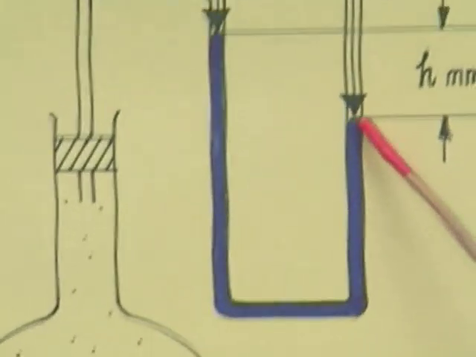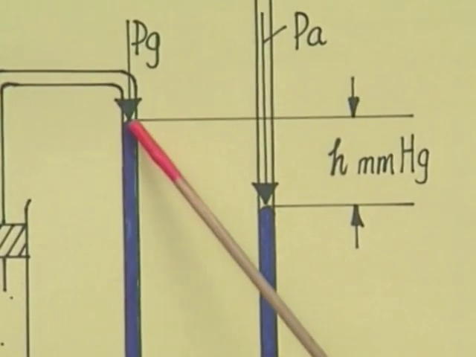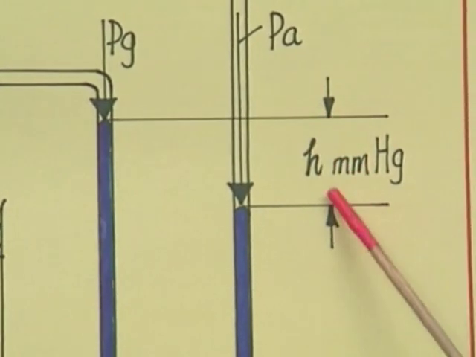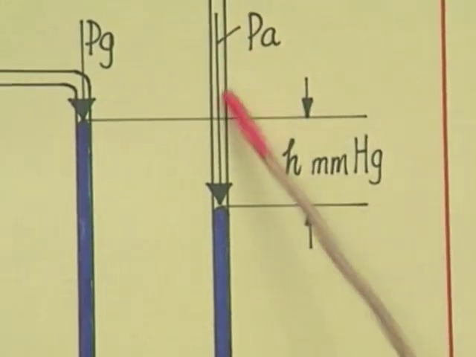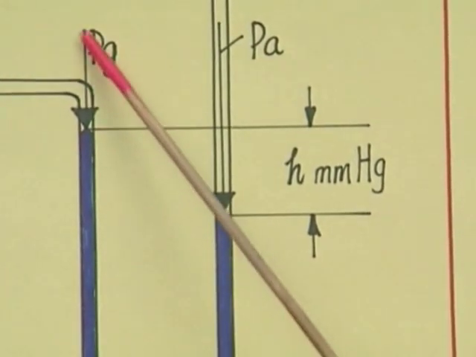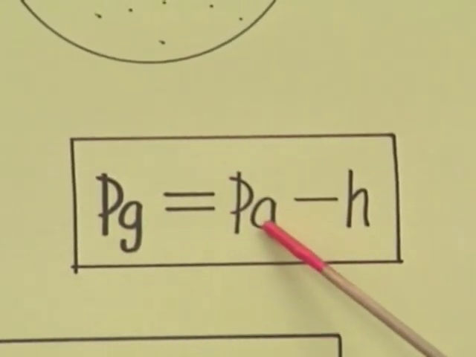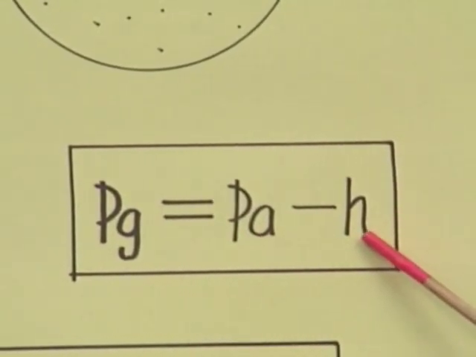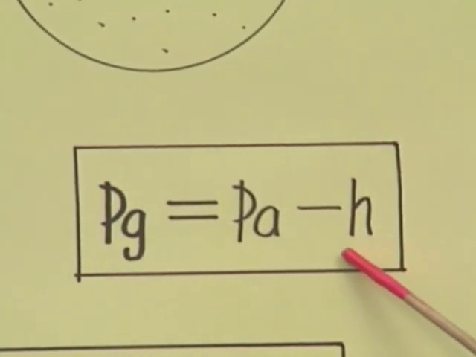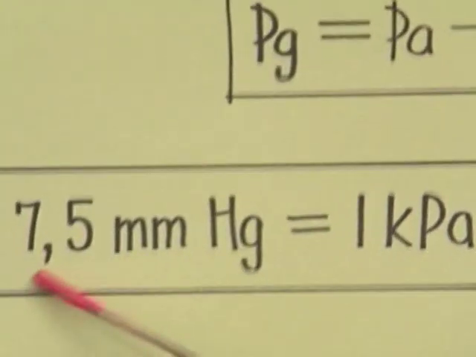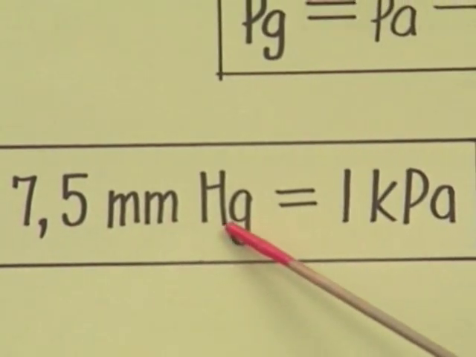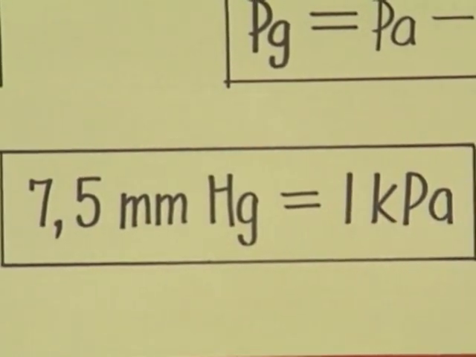Now, at the colder temperature here, we find that the mercury in the open tube is lower than in the closed tube. And in this case, the difference of the mercury levels, H millimeters mercury, is subtracted from the atmospheric pressure PA to obtain the gas pressure. So in this case, the gas pressure is equal to the atmospheric pressure minus the difference in levels. We can convert these pressures in millimeters mercury to kilopascals by dividing by 7,5 millimeters of mercury in every kilopascal.